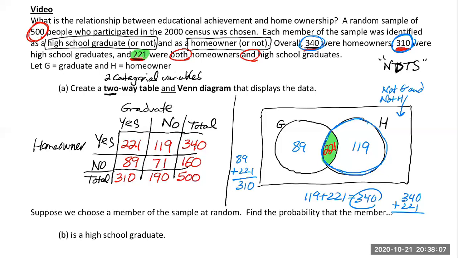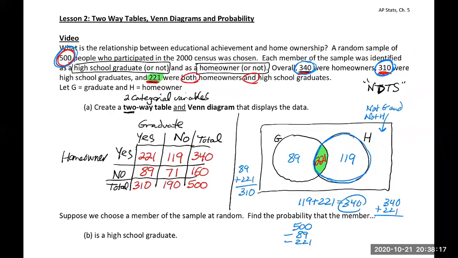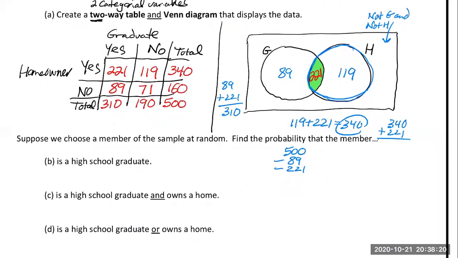So how many is that? Well, we had 500 total people. 89 of them are grads but don't own a home. 221 have both. And 119 are homeowners but not high school graduates. So if we add those, I believe we get 71. So that 71 down there, on the outside of both circles, represents 71 people who don't own a home and did not graduate high school.